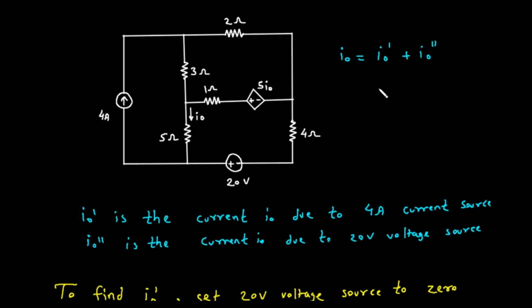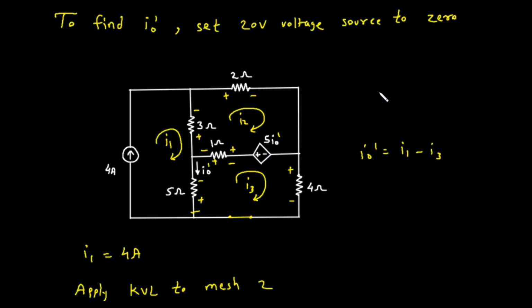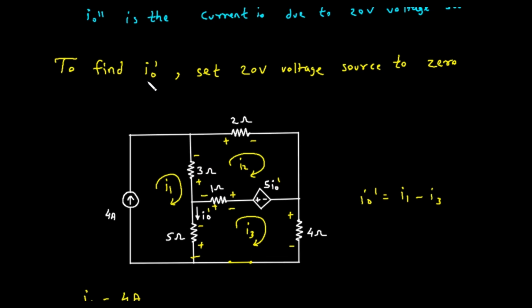Let's find each of these components one by one. Part 1, finding I sub O prime. First, we'll find I sub O prime, the current caused by the 4 ampere current source. To do this, we need to turn off the 20 volt voltage source. Turning off a voltage source means replacing it with a short circuit, which is just a wire. Our circuit now has only the 4 ampere source.